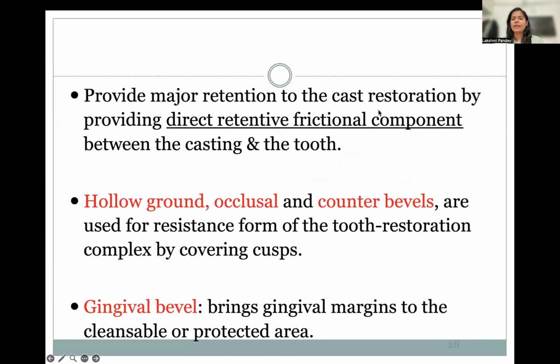Rather, it provides major retention for cast restoration by providing direct retentive functional frictional components between the casting and the tooth. Hollow ground, occlusion, and counter bevel are used for resistance form on the tooth restoration complex by covering the cusp. Then gingival bevels bring the gingival margin to the cleansable or protectable area. Generally, in amalgam restorations, we give the gingival bevel.